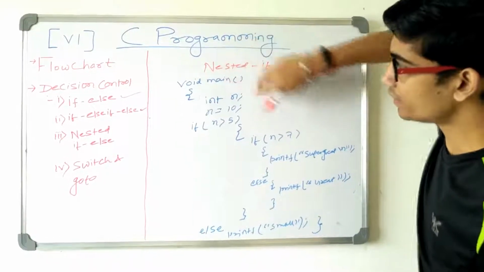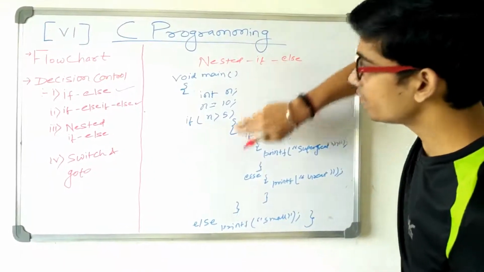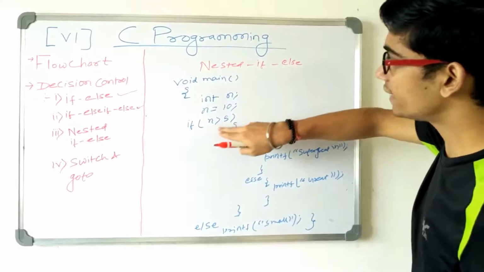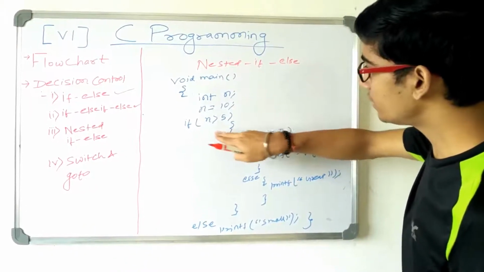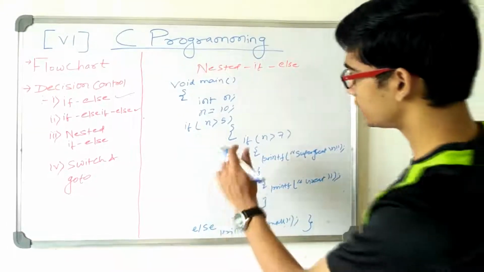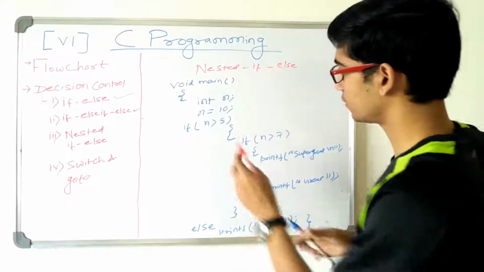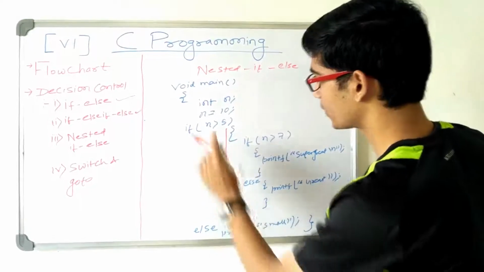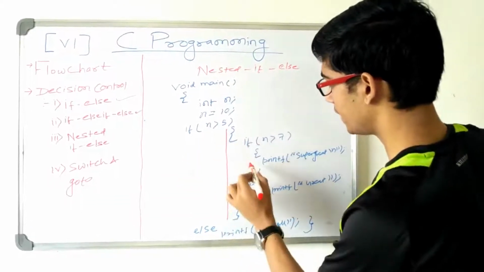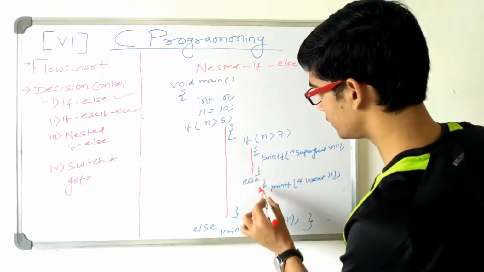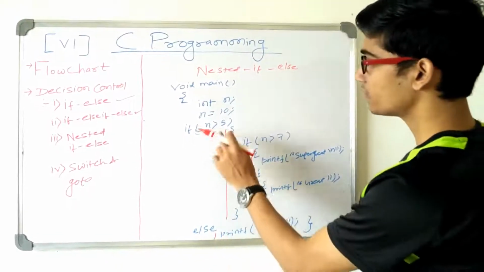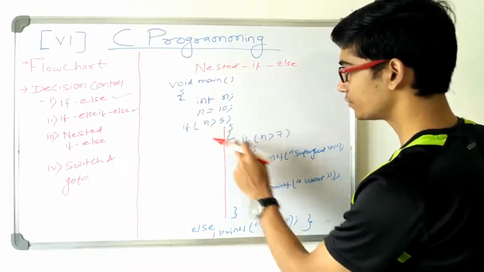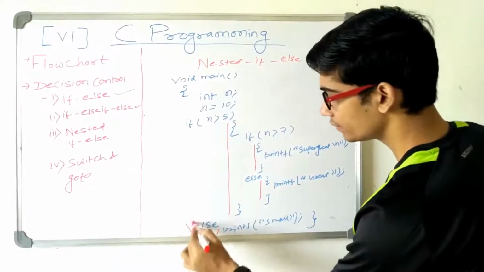So see, main function, declaration, assignment, we have checked the condition, n is greater than 5. Yes, 10 is greater than 5. And what will happen? It will go under this if block. See, this one is the scope of this if, and this one is the scope of this if, and this one is the scope of this else, and this is the scope of this one else. Okay, so 10 is greater than 5. Yes, it is true. So this else will not be executed.